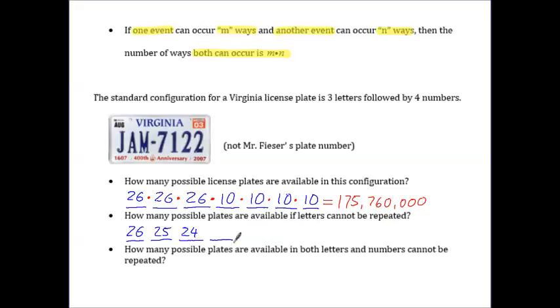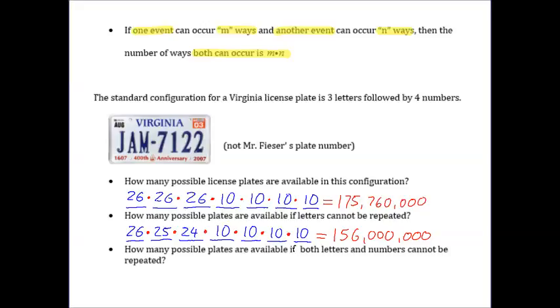Now, the numbers can repeat, so we still have 10 possibilities for the first number, the second, the third, and the fourth. How many is that going to be? We'll multiply them all together again. It's probably still a pretty huge number, although it's less than before, I'm guessing. And as you punch this into your calculator, you will see it's 156 million possibilities.